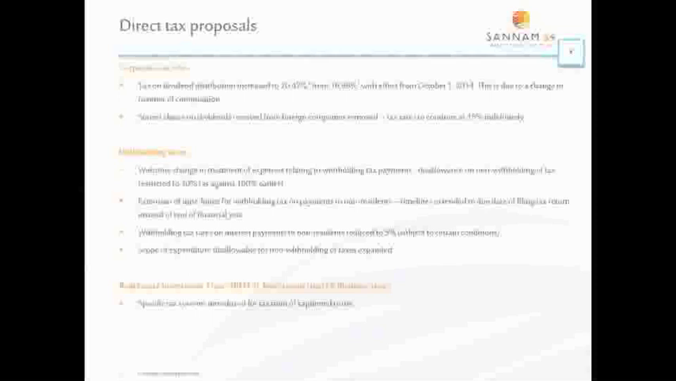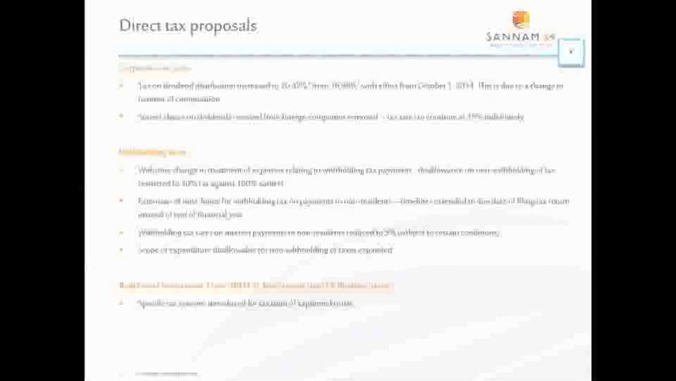And before I jump into the direct tax proposals, some of the key things I personally feel about the whole budget, the key messages I would say, is that there's a key thrust on infrastructure. That's what the need of the hour is.